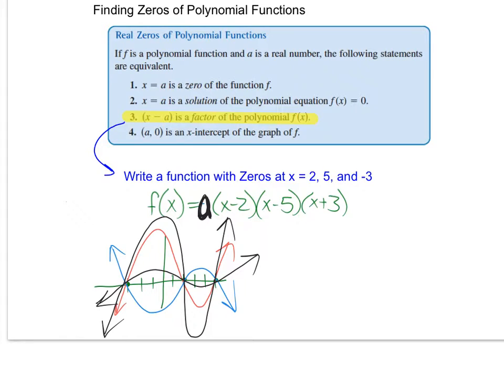Because the domain and range are all real numbers, I can make it hit any point I want as long as it's not 2 something else, 5 something else, or -3 something else. Why can you do it like that, like the blue line? Well, maybe I have f of x equals -2 times (x minus 2) times (x minus 5). It would still have the same 3 zeros. That -2 though is going to make it stretch vertically and go down.